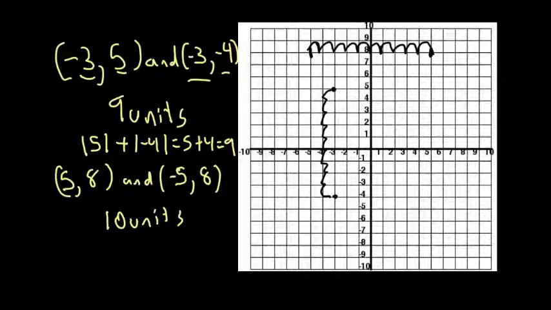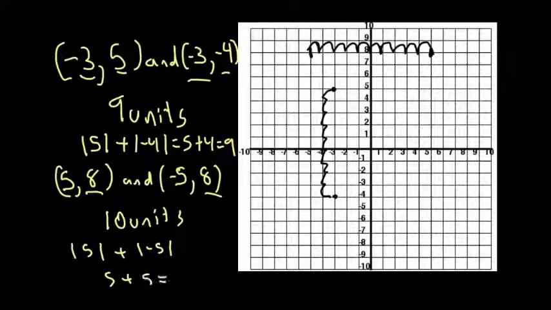So how did I get that without having the graph? Again, our y values are the same, so we don't need to worry about those. So we're just saying 5 to negative 5. Again, take the absolute value of 5 plus the absolute value of negative 5, and add those together. So absolute value of 5 is 5, absolute value of negative 5 is 5, 5 plus 5 equals 10. Now that works if you have positive and negative.